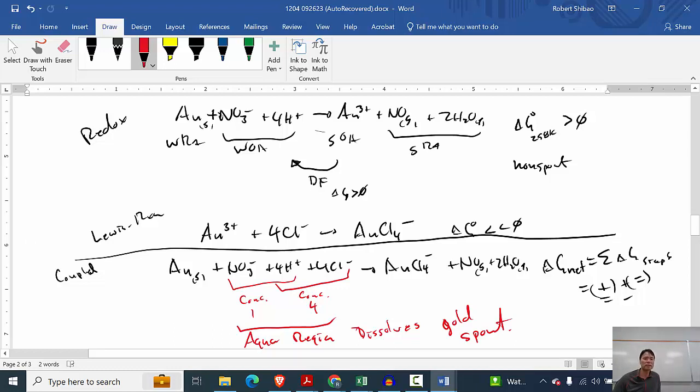And so there's lots of examples of coupled reactions to accomplish things. And so the goal was dissolving the gold. That was the goal. And we use a coupled reaction to accomplish that.